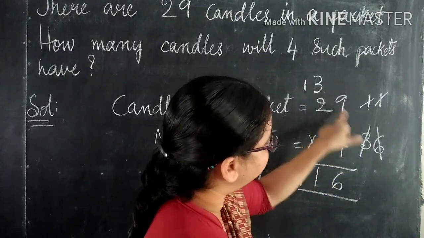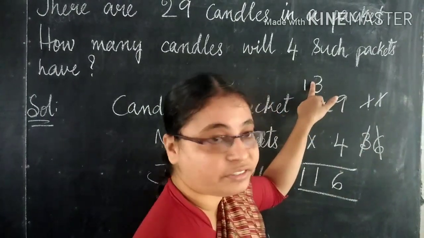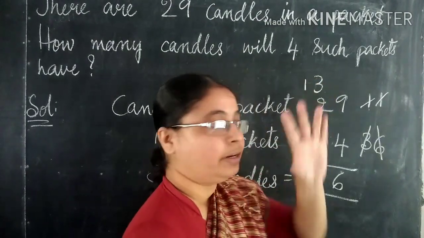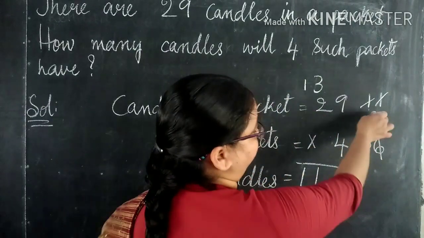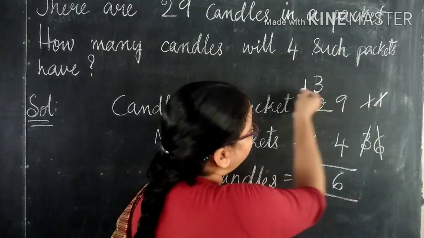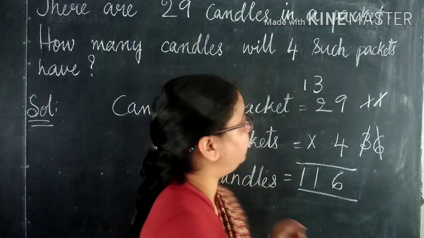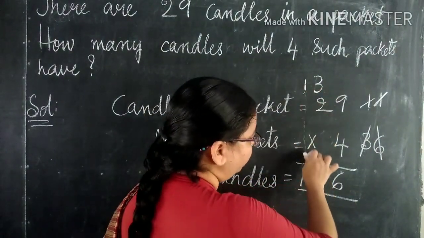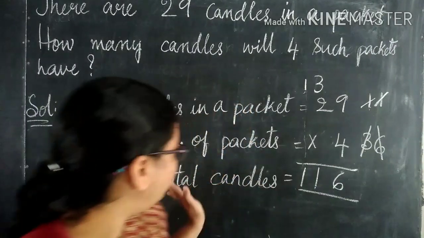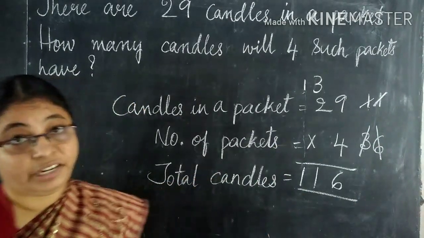Okay. 4 9s are 36. 6 you will write here. 3 will be carried to the next place. 4 2s are 8. 8 plus 3, 9, 10, 11. 11 is there. So, this one you will write in the place and this one will be carried to the next place. As we know, the 10's place digit will be carried to the next place. But here under one, no digit is there. So, you will write that one down. Okay. So, now in total 4 packets, how many candles? 116 candles.